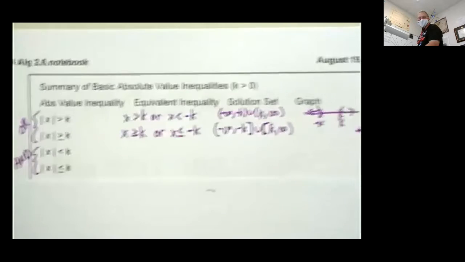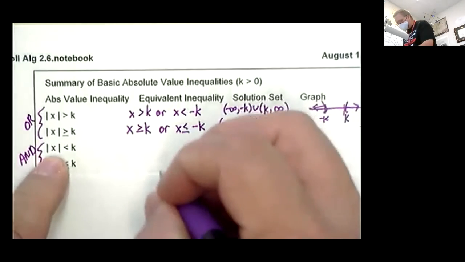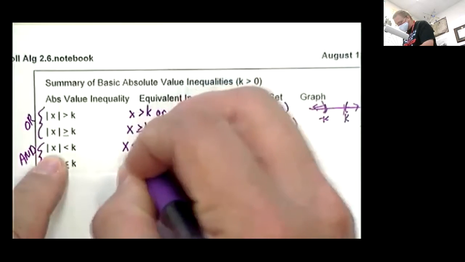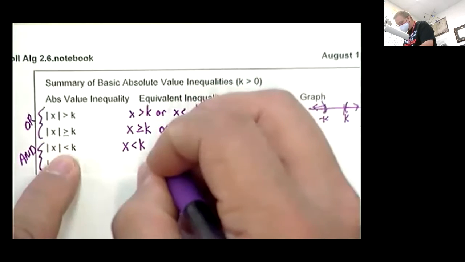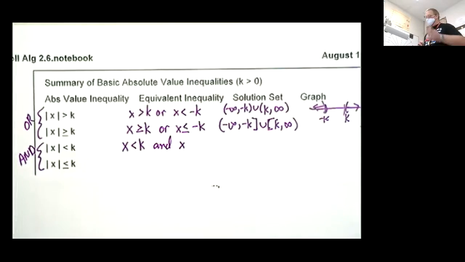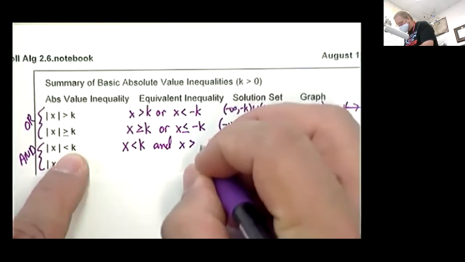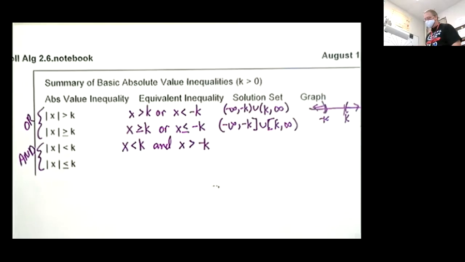Now the less thans are going to be and graphs. So again, the first inequality is going to look the same. x is less than k. Less than turns into an and graph. To get the second one, again, we're going to flip the inequality symbol, turns into greater than, and we're going to flip the sign to negative k.